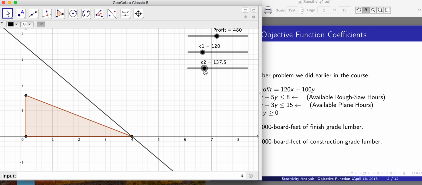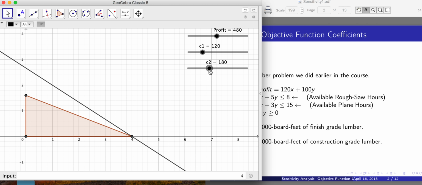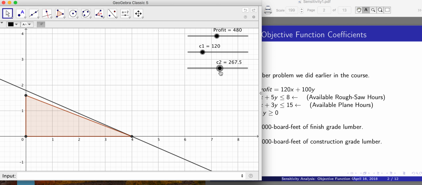But if this profit per 1,000 board feet of construction grade lumber increases enough, the line will eventually meet an edge of our feasible set. And when it does that, that's telling us that we have infinitely many choices of how we could produce these two products and still have the same profit of 480. Basically, any decision on the top edge of this triangle now would be equally profitable. So we could have all finished grade, or all construction grade and no finished grade, or some combination of the two.